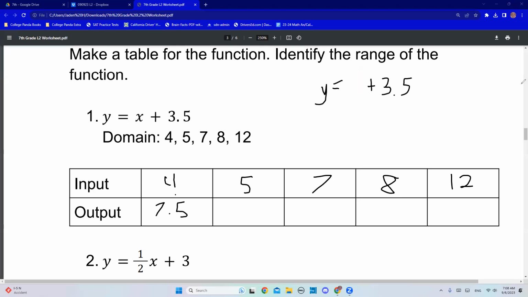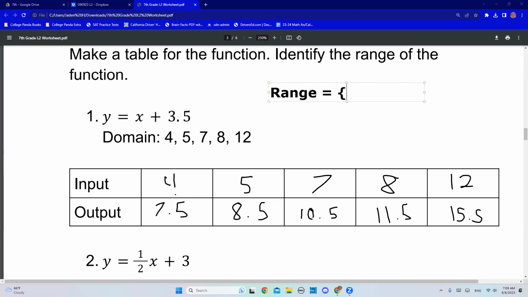And we just keep on repeating. So y equals 5 plus 3.5, that would be 8.5. y equals 7 plus 3.5, that would be 10.5. y equals 8 plus 3.5, that's 11.5. And y equals 12 plus 3.5, that's 15.5. And that's what you would need to do to find the range. And if you're given the range, you could find the domain if they give you the equation as well. So the range would be, remember to use these brackets, 7.5, 8.5, 10.5, 11.5, and 15.5.